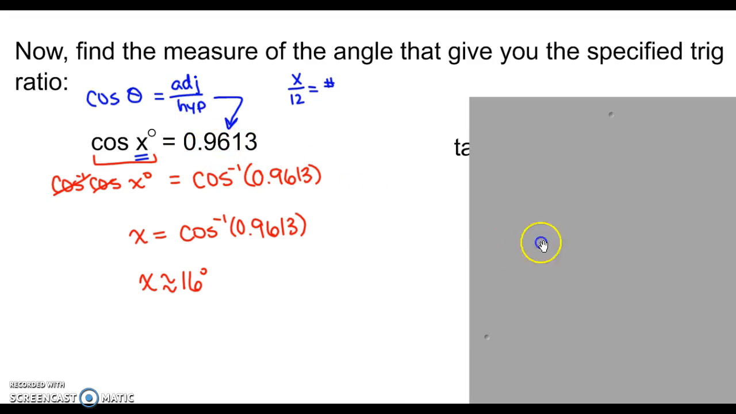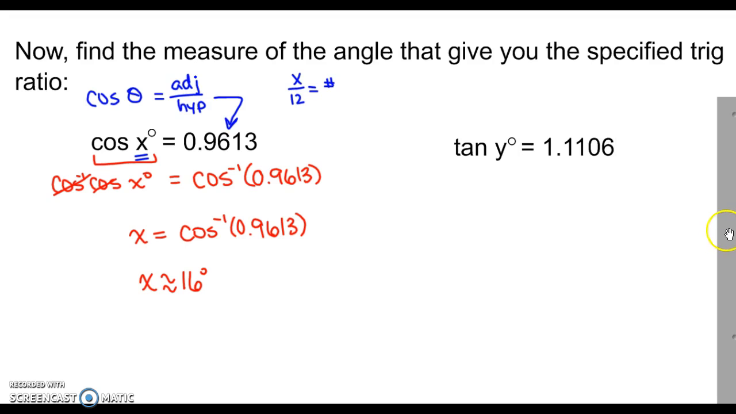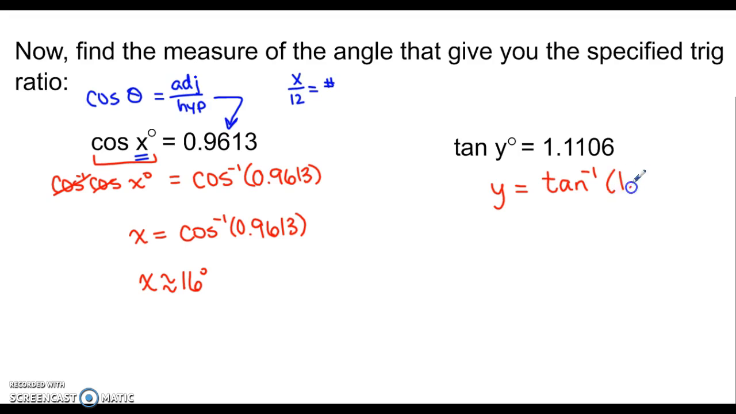So we're going to try that again with our tangent function. It says the tangent of y is 1.1106. We need to undo taking the tangent. So we're going to get y by itself by taking the tangent inverse. The tangent inverse of 1.1106.